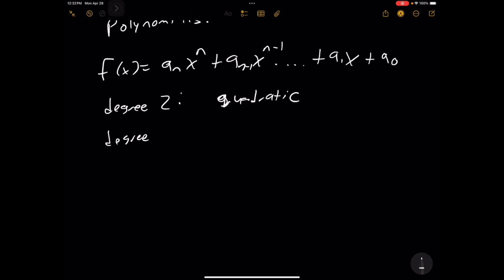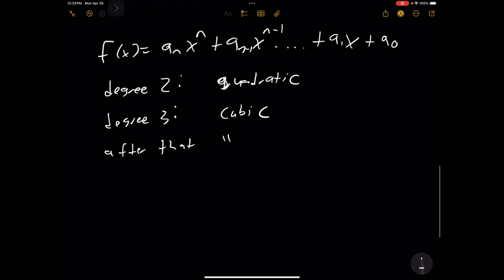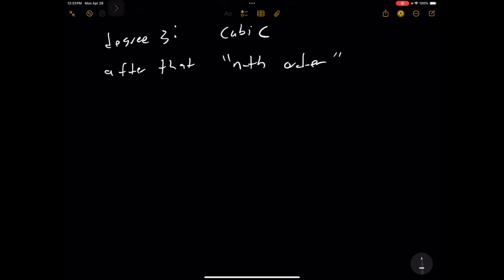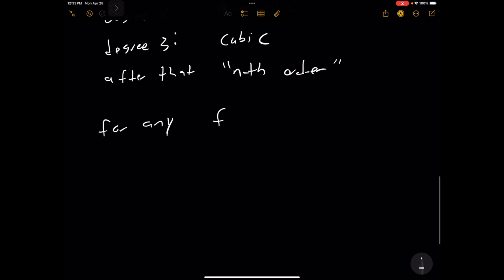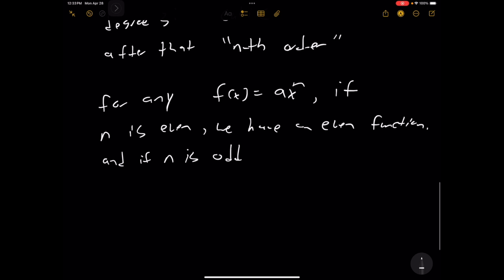If it's degree 3, we call it a cubic function. And after that, we say nth order. So if I have an 8th order polynomial, I call it an 8th order polynomial. Now we know some things about polynomials. If I have, for any f of x is equal to ax to the n, if n is even, we have an even function. And if n is odd, we have an odd function.